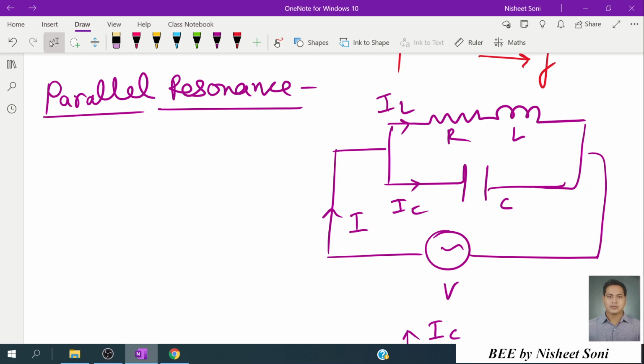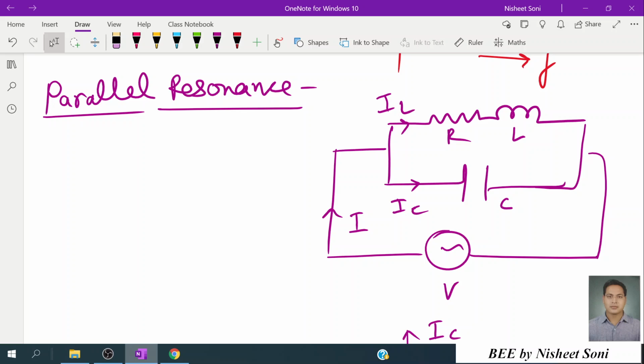Good morning, friends. Today we are going to discuss parallel resonance condition. The parallel resonance condition in an AC circuit, the circuit diagram for this condition is given here. In this circuit, we can see that an inductor of L Henry having some resistance R is connected in series, and this whole combination is connected in parallel with a capacitor of capacitance C.